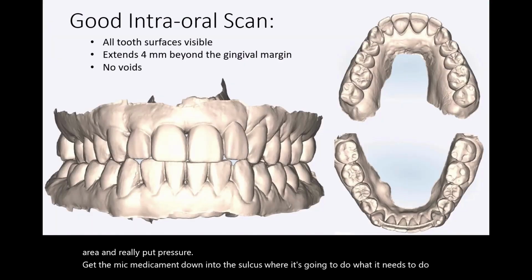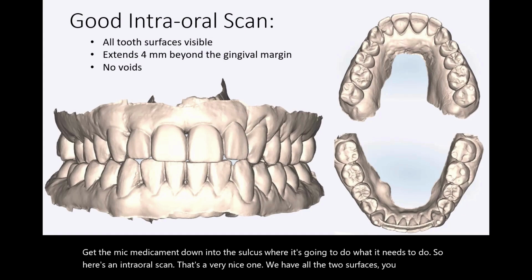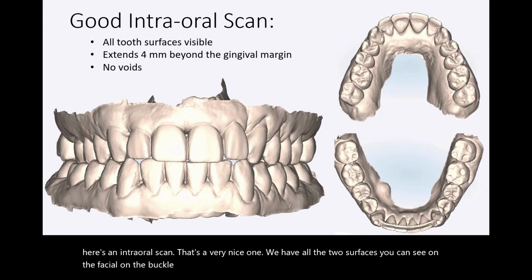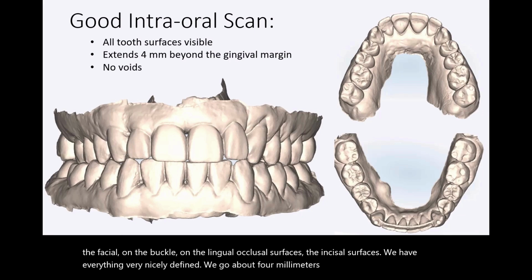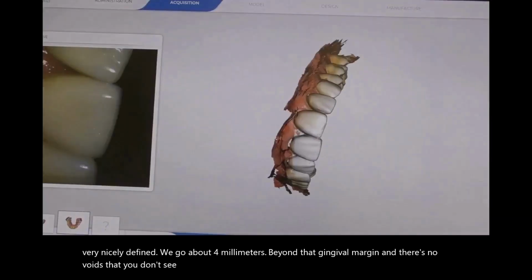So here's an intraoral scan that's a very nice one. We have all the tooth surfaces you can see on the facial, on the buccal, on the lingual, all the occlusal surfaces, the incisal surfaces. We have everything very nicely defined. We go about 4 millimeters beyond that gingival margin, and there's no voids. You don't see voids in those models.